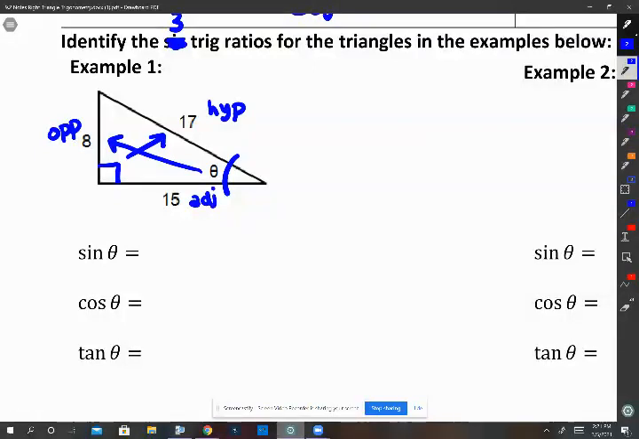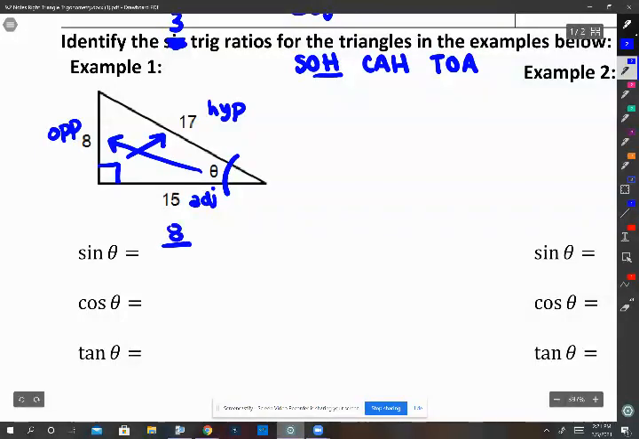And when I'm doing that, all I'm doing is writing the ratio. So sine, remember, is opposite over hypotenuse, because we're looking at SOHCAHTOA again, so I'm just going to rewrite it so you can see it. Sine is O over H. So sine is going to be the opposite side over the hypotenuse, which is 17. And I just write down the fraction, and that's my answer.